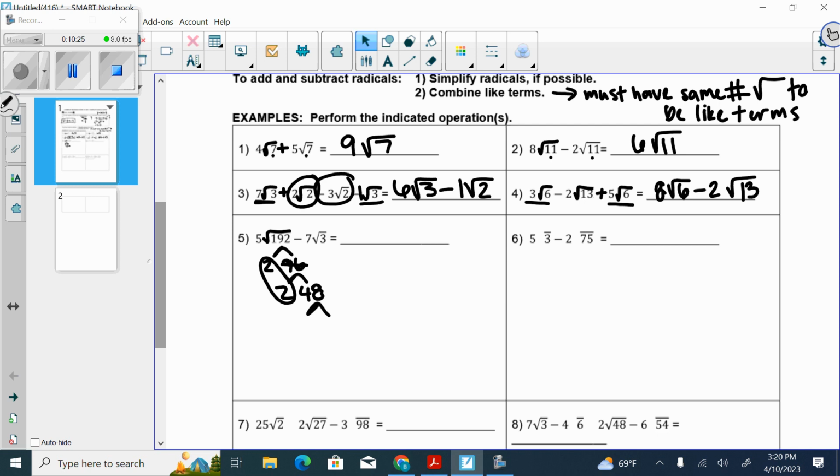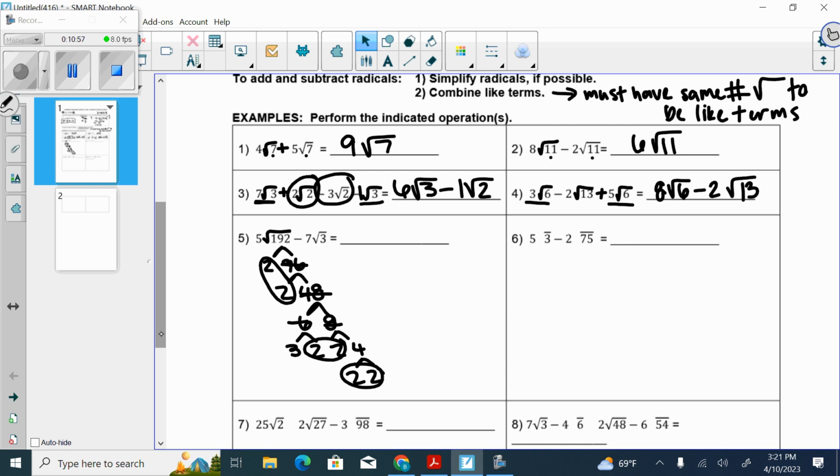Can I break 48 down into what? 8 and 6. Okay, that works. All right. Can I break 6 down into what? 3 and 2. Good. And what about 8? 2 and 4. All right, so it looks like we've got another pair there. Can I break 4 down? 2 and 2. All right, so we got a few pairs.